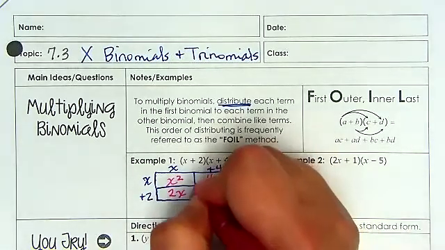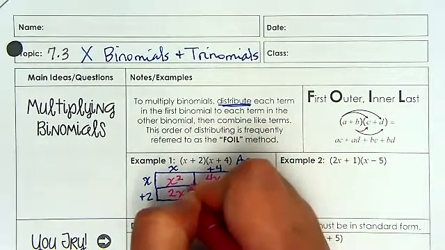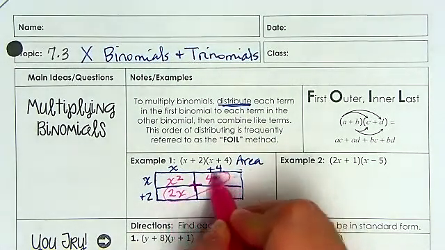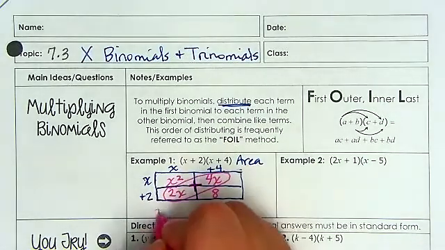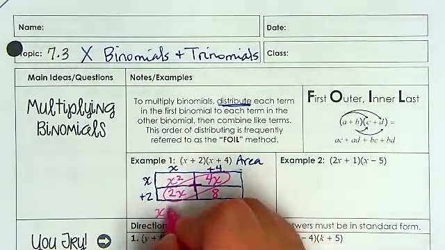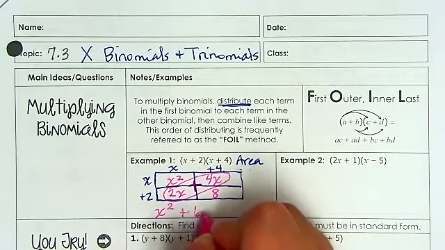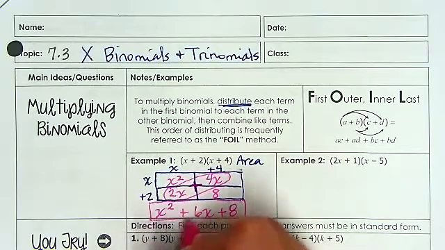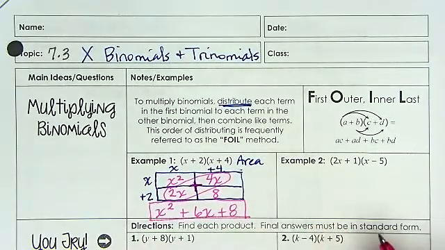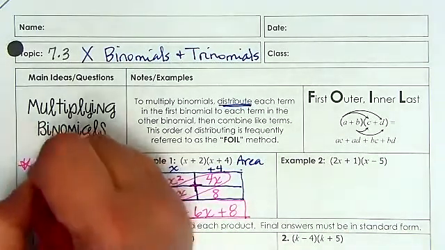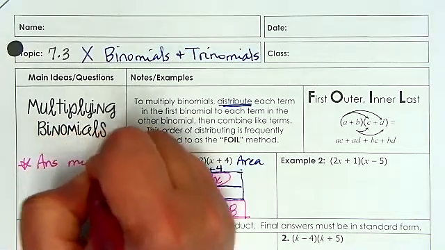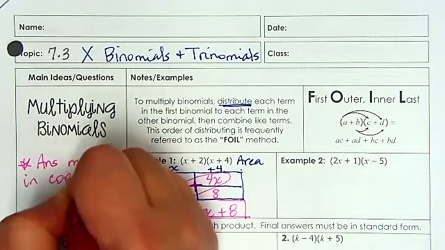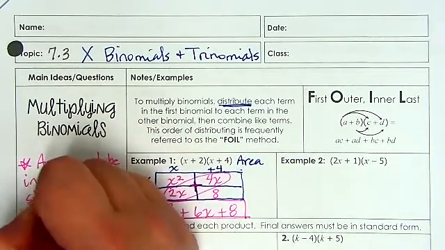I think about this as a big plus, so therefore I am adding everything together. Remember, you want to combine your like terms as you go. So we end up with a final answer, and we write it in standard form: x squared plus 6x plus 8. And there's your answer in correct simplified standard form. So remember, answers must be in correct standard form.